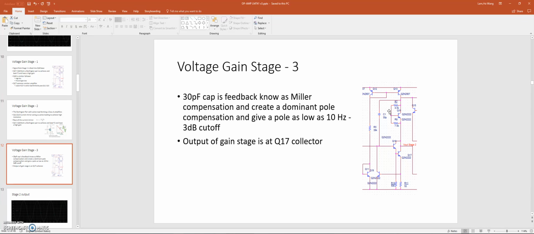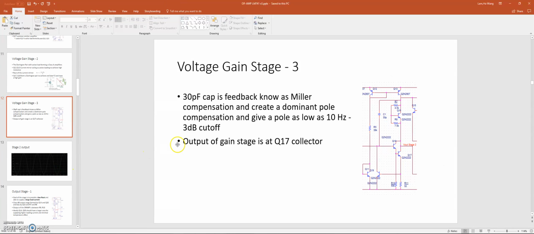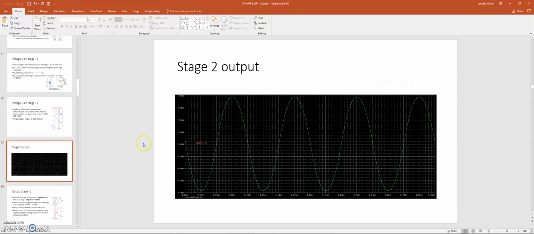And the output of this stage is collected in the Q17 collector, which is here, and this is going to the final output stage. Before we move on, we're looking at the waveform of the second stage. You can see here we have a much cleaner waveform.